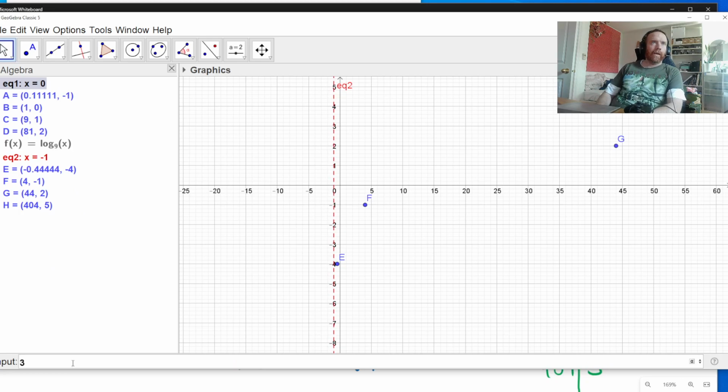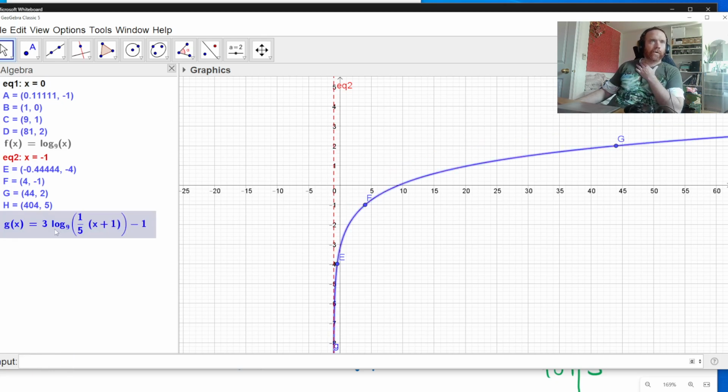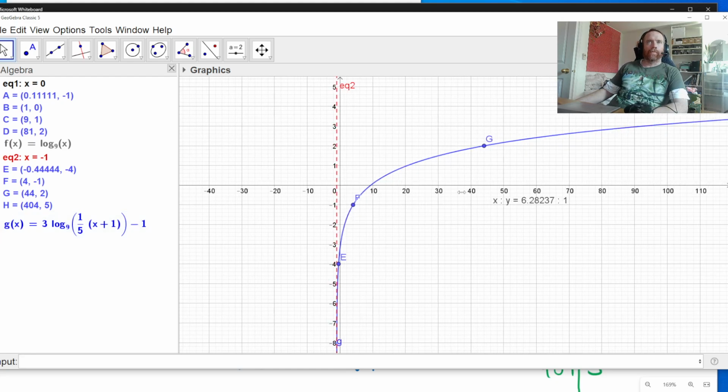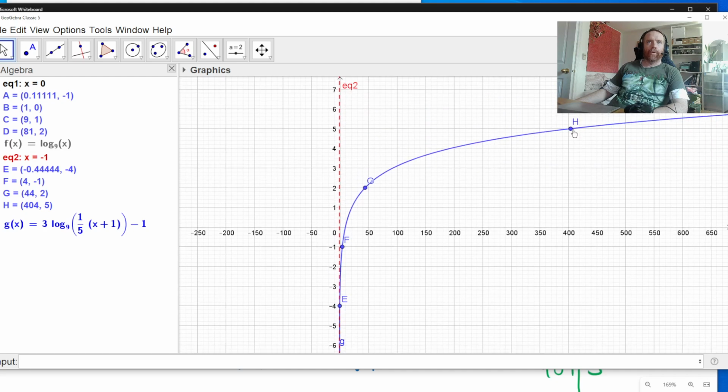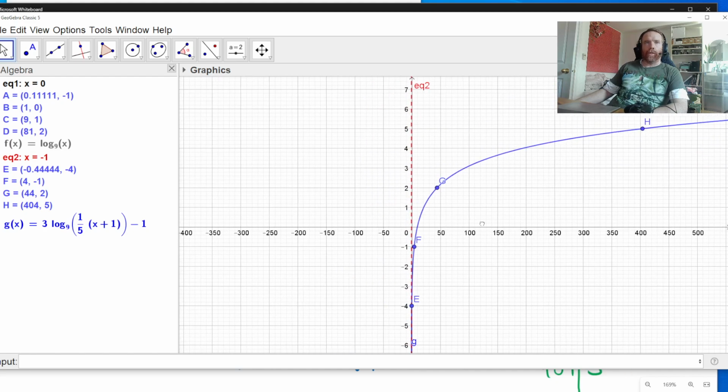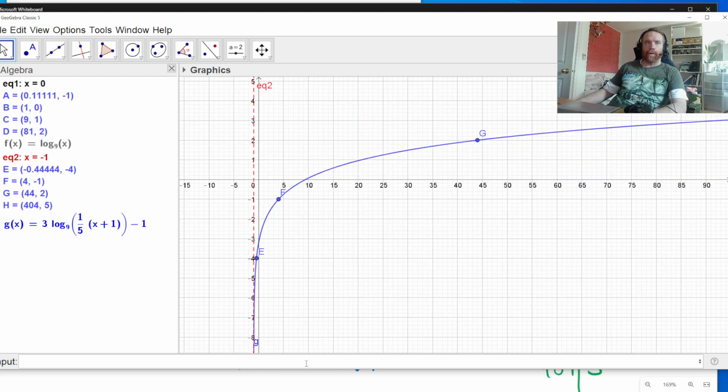3 log 9, 1/5 x plus 1, minus 1. That was the question we were given, right? And indeed, we have a 100% perfect match. Even our point over here at 404, 5 is perfect, because we knew that's where it had to be based on the transformations.